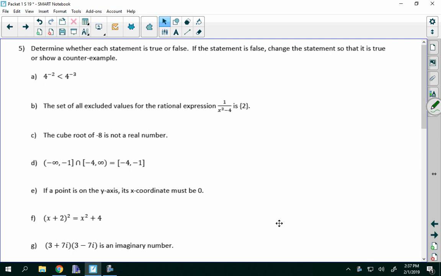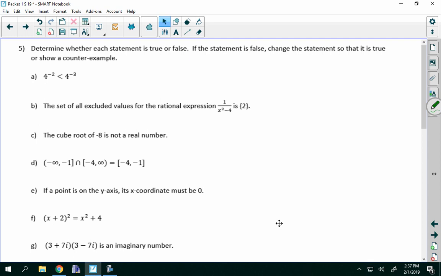So determine whether each statement is true or false. If the statement is false, you have to change the statement so it's true by changing the actual statement itself, or you could show a counterexample which tells you why the statement is not true. So the first problem here says 4 to the negative 2 is less than 4 to the negative 3.